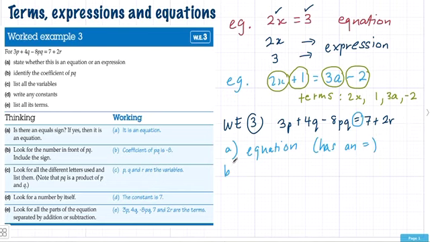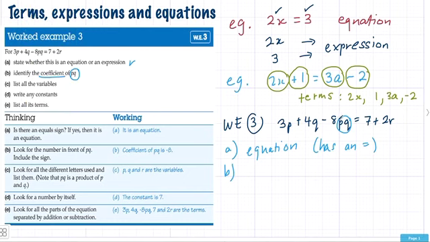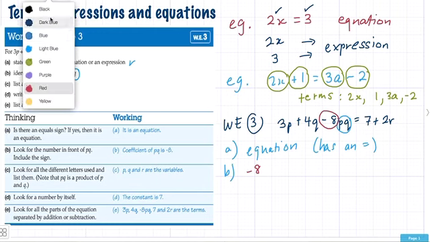Alright, the next one, we've done that. B, it says identify the coefficient of pq. So what we need to do is look at our equation here, identify the pq part. So you can see here that in our equation pq is here. And when we look for the coefficient, it is the number in front, and it includes the sign as well. So the coefficient of pq is the whole number and the sign that's in front of it. So the coefficient of pq is negative 8.